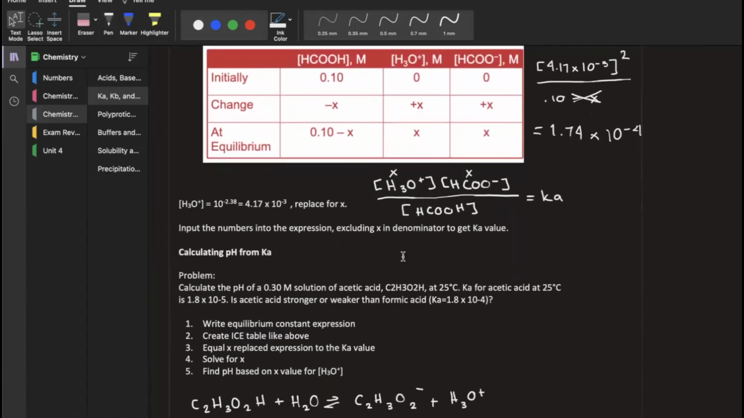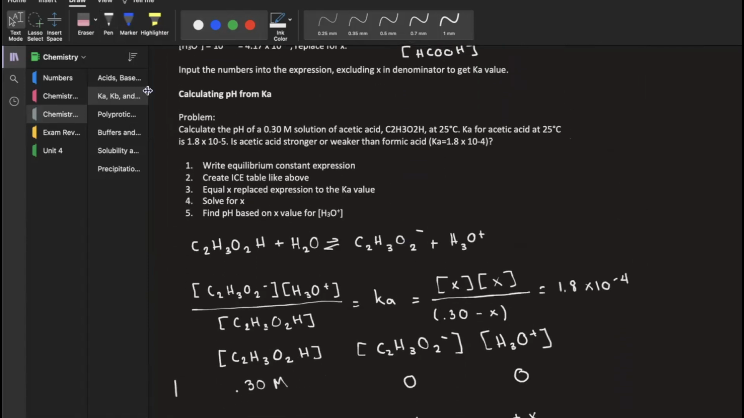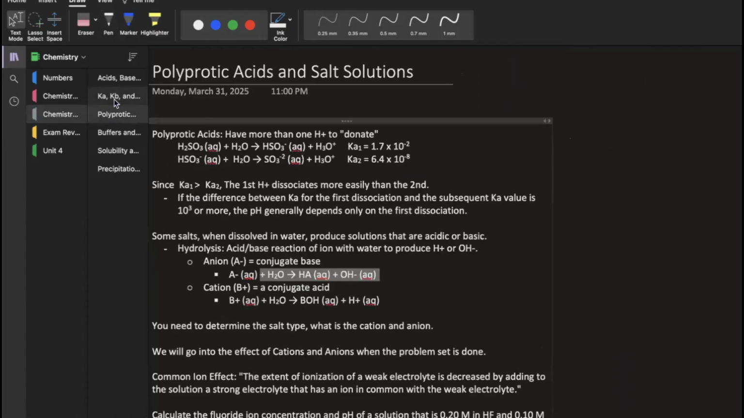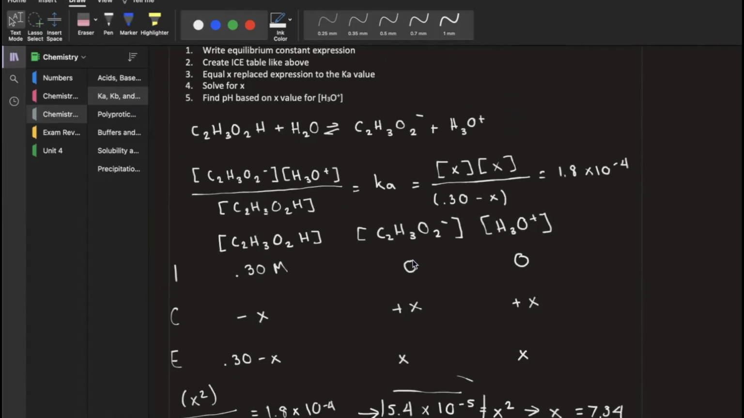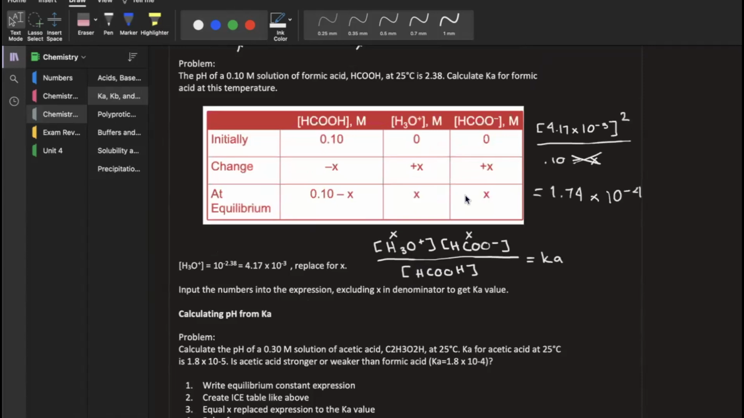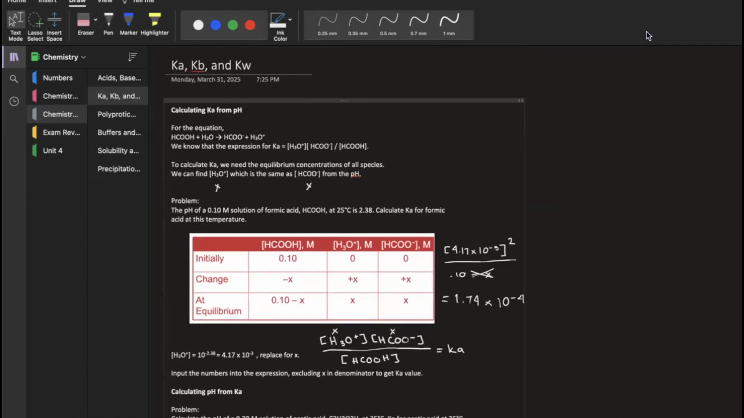Next, we're going to review polyprotic acids and salt solutions, which is going to build on this and focus on ice charts as well. So there you have it.